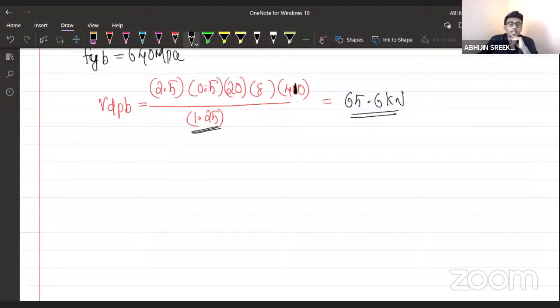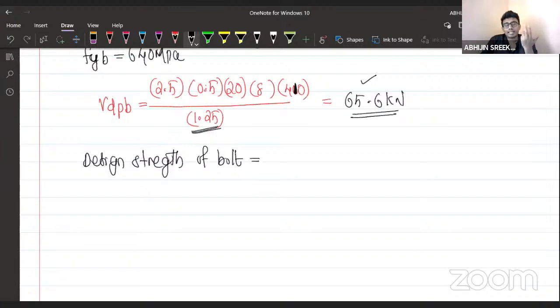So this will be the answer, 65.6. Got it? So this is the design bearing strength of the bolt, right? From this, we can easily calculate the design strength of the bolt. How to calculate the design strength of the bolt? Yes, we need to take the minimum of these two: design shear strength of the bolt and design bearing strength of the bolt.